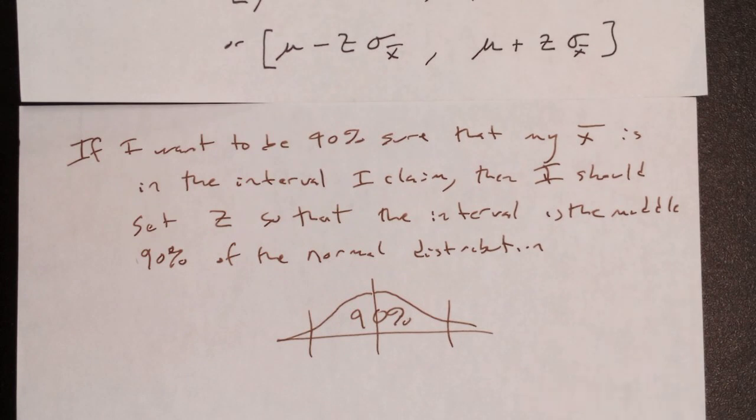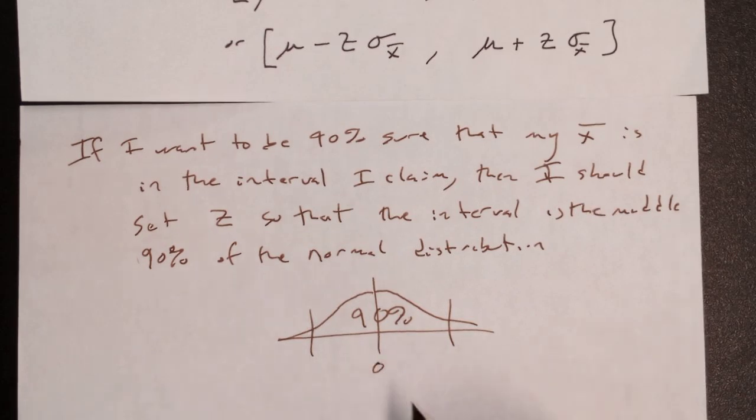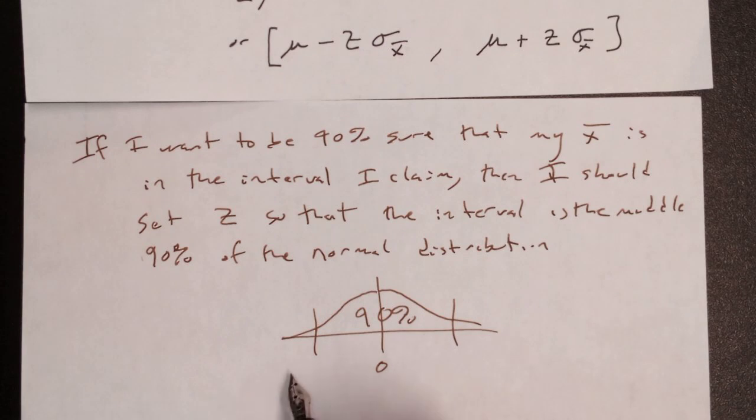I don't have to know them by heart. I have to be able to get them. How do I figure out what z-value this is? 1 minus 0.9 would be 10%, right? 10 divided by 2, for 1 for each side, which means I need this area here to be 5%.